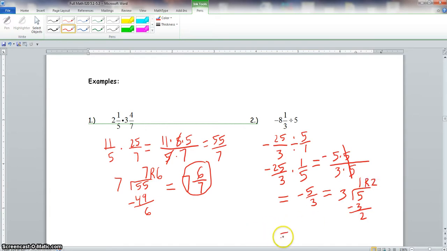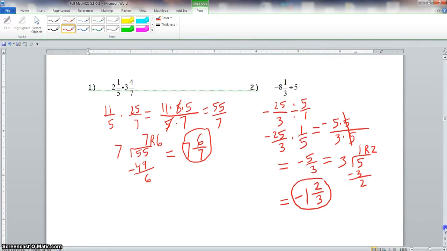Now, when we write our final answer, remember the integer, which happens to be 1 here, also must have this negative sign, so it'll be negative 1. Your denominator will stay the same, which is 3, and your numerator is all of the digits behind the remainder, and it just happens to be 2 here. So our final answer is negative 1 2/3. Now we scroll down.